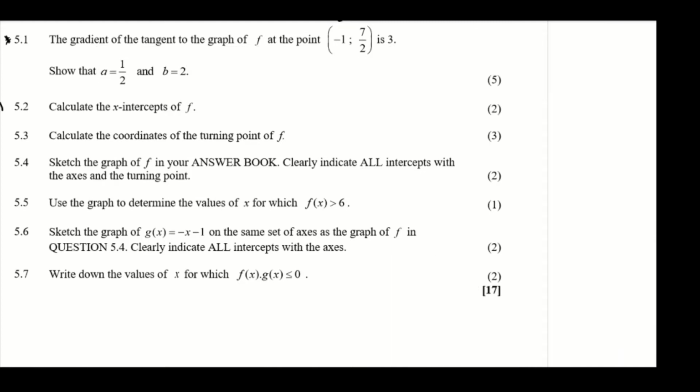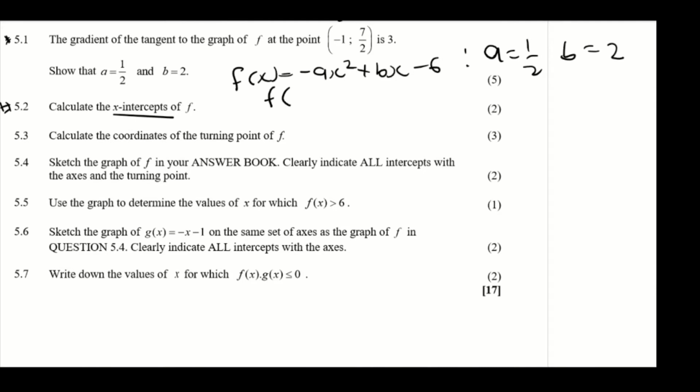So in 5.2, we are asked to find the x-intercepts of f. Remember that f of x equals -ax squared plus bx minus 6. We found that a equals 1/2 and b equals 2, so we're going to substitute that. We're going to have -1/2 x squared plus 2x minus 6. This is your equation. So we are asked to find the intercept.